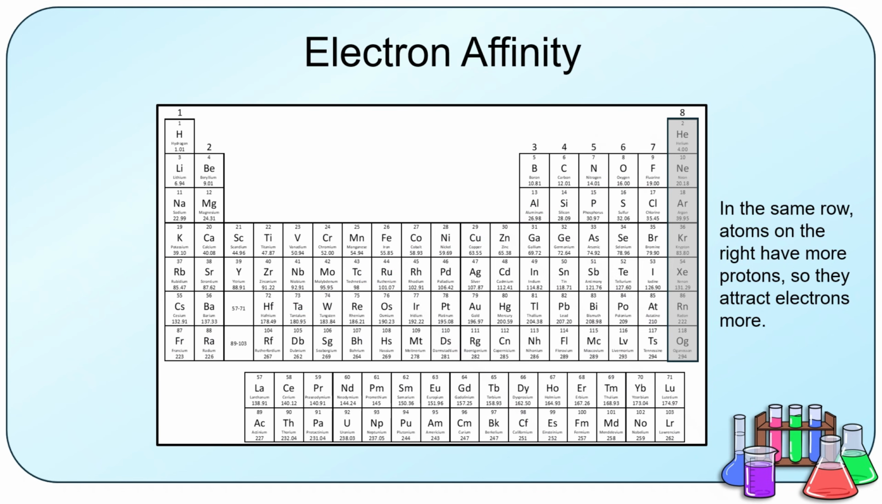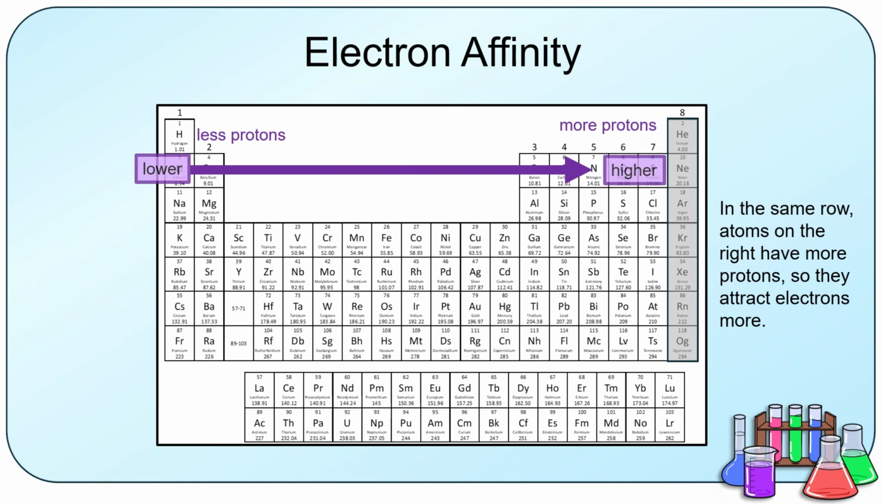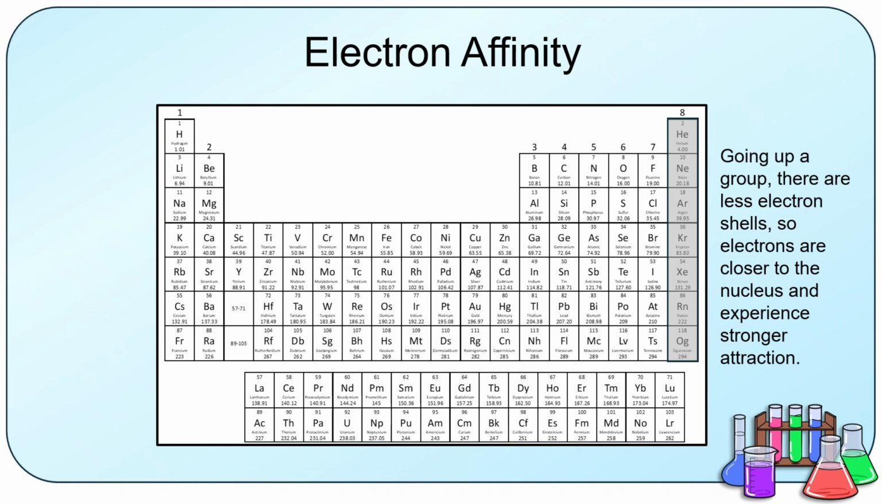Let's look at the charges first again. Going across a row, the atoms on the right have more protons, or higher nuclear charge, so they attract electrons more. Atoms on the right have higher electron affinity. Going up a group, there are less electron shells, so electrons are closer to the nucleus and experience stronger attraction. It'll be easier for smaller elements to attract outside electrons.